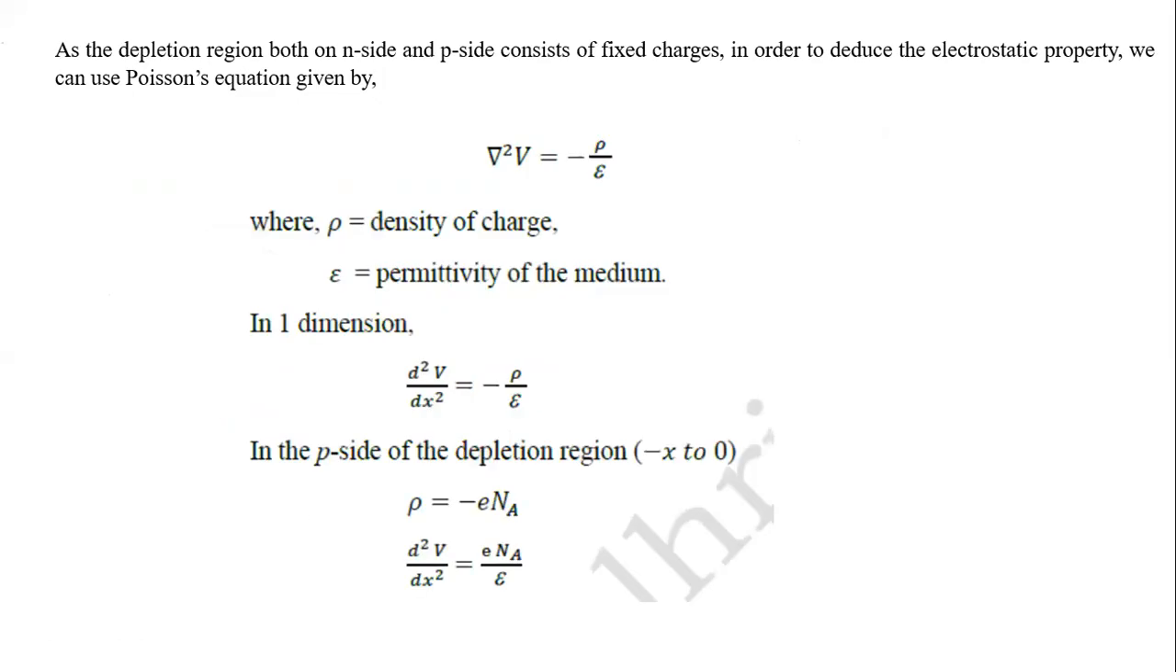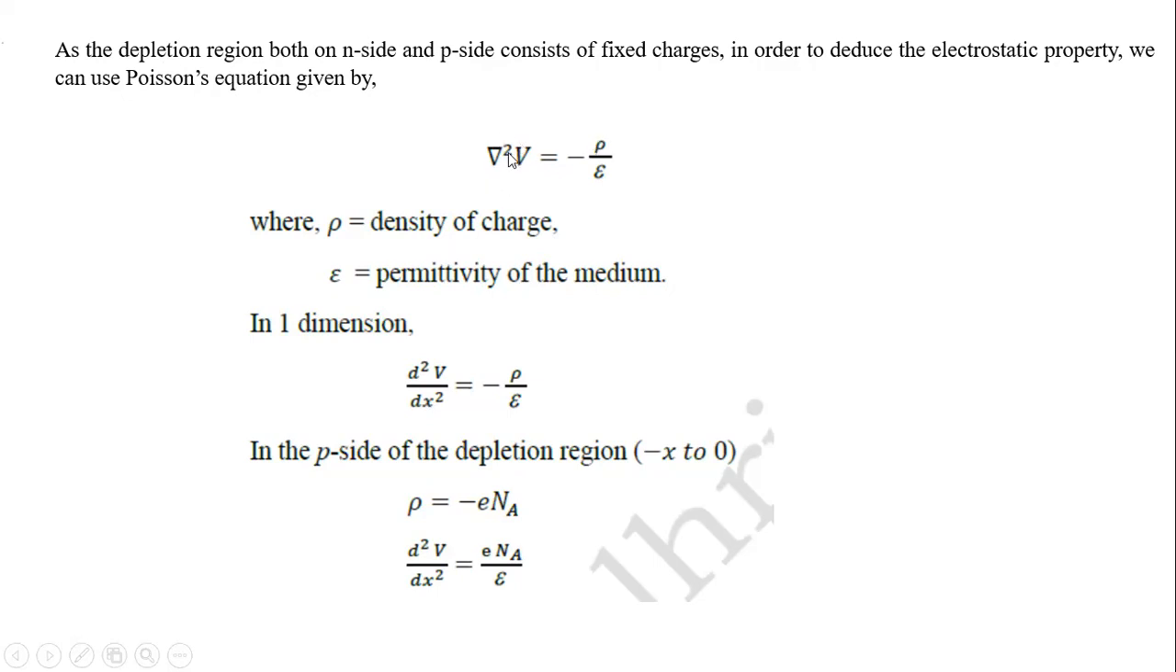Now, as I just said, the depletion region on both sides consists of fixed charges, right? So in order to describe the electrostatics, the equation that describes a certain fixed charge distribution in a region of space is Poisson's equation. So using Poisson's equation, you can describe the potential problem. Poisson's equation gives you del square V, V is the potential, equal to minus of rho, the charge density, upon epsilon, the permittivity of the medium. So epsilon is the permittivity of your semiconducting medium, rho is the charge density, right?